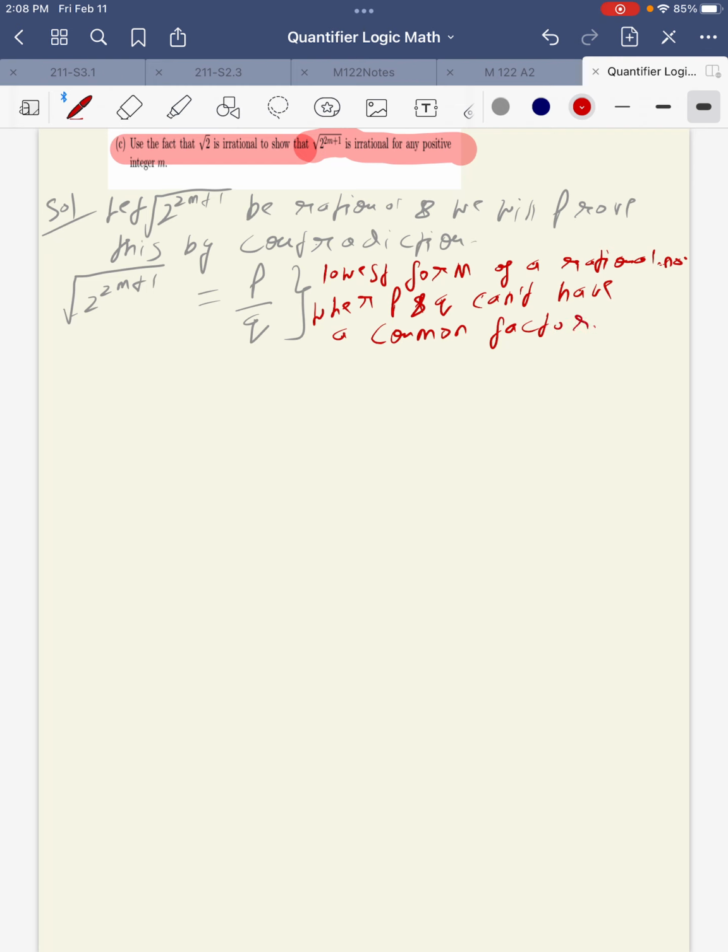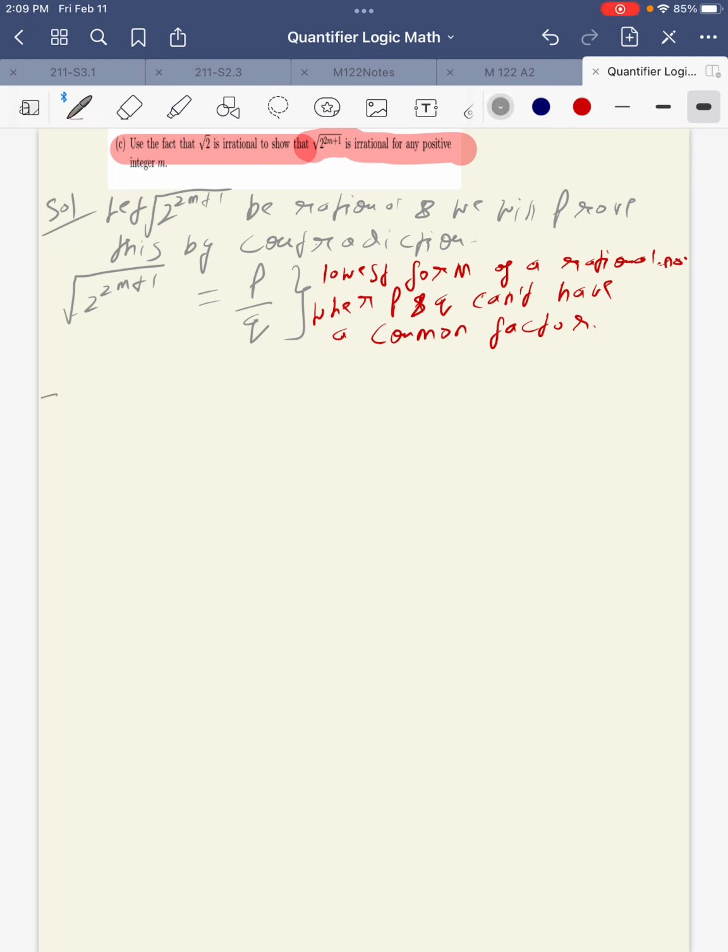Okay, so when we prove this by the contradiction method, if we find that p and q have a common factor, for example if both of them are even integers, then they do have a common factor, and there'll be a contradiction. That will mean it's not a rational number, so it is an irrational number. Okay, so let's just break this thing first.